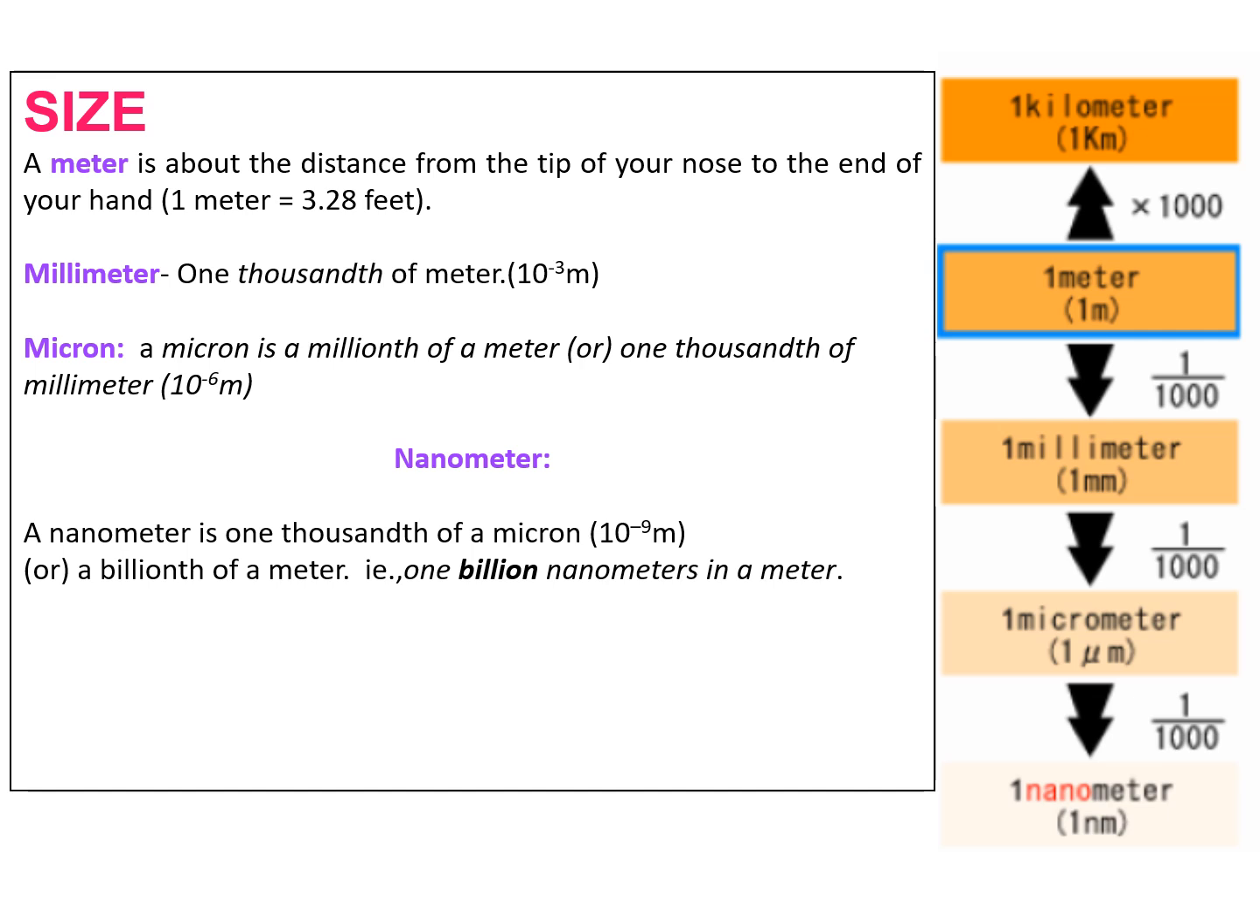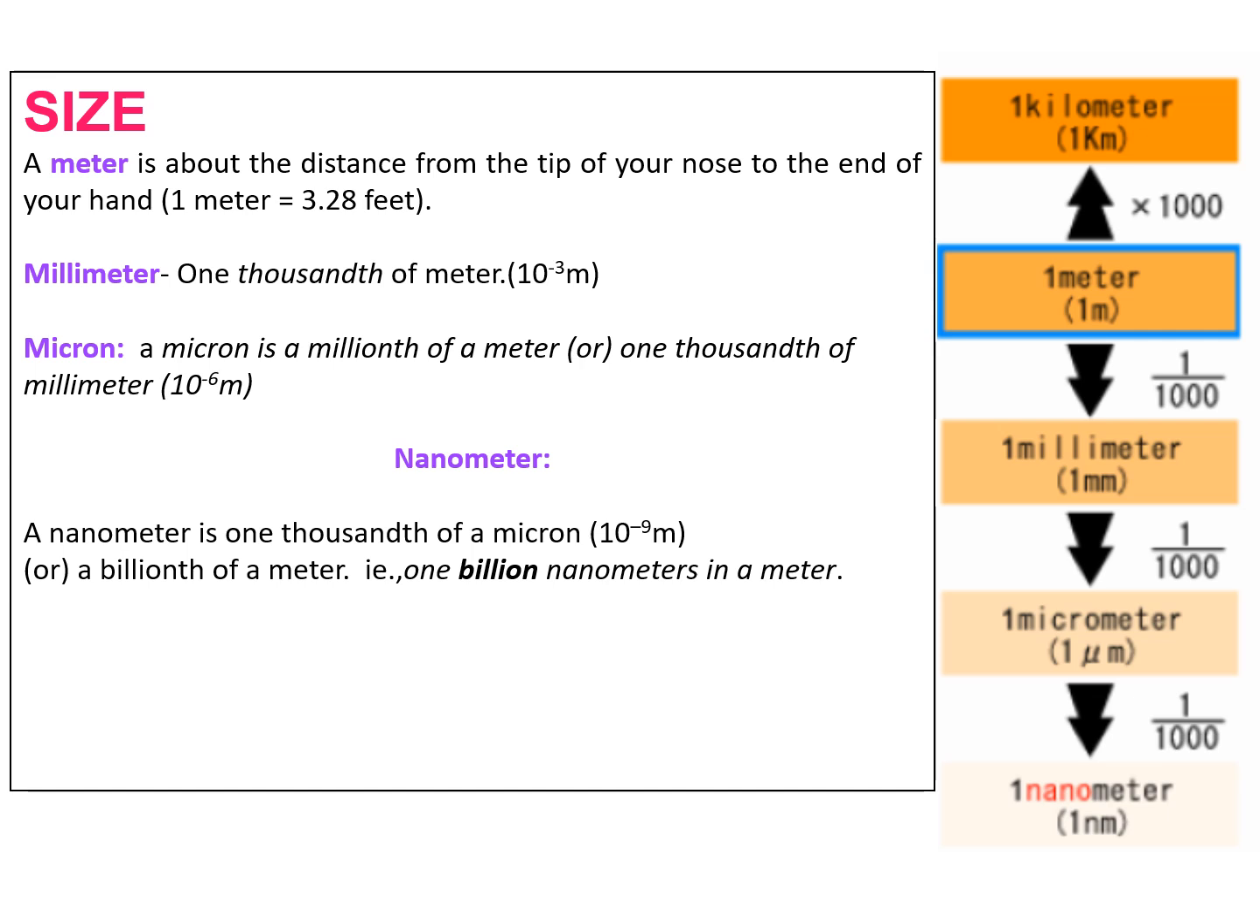So we will know exactly what a nanometer is. We will start with a meter, millimeter, microns, and then learn about the nanometer. So what is a meter? 1 meter is equal to 3.28 feet. Or, on the other hand, it is the distance from the tip of our nose to the end of our hand. That is what is called a meter.